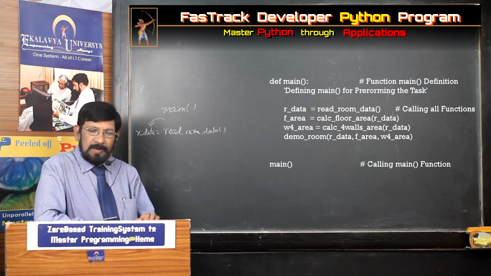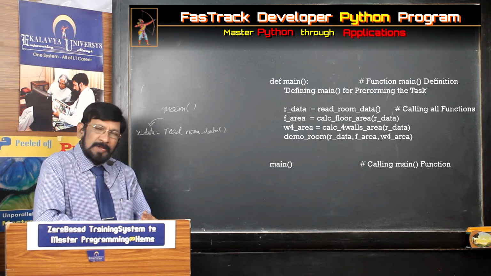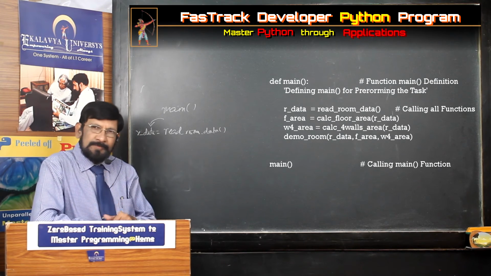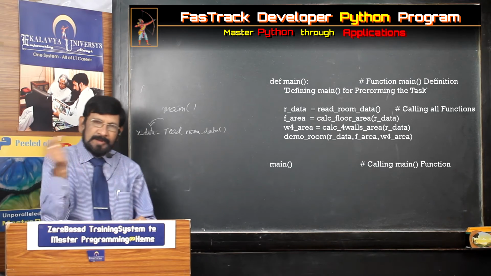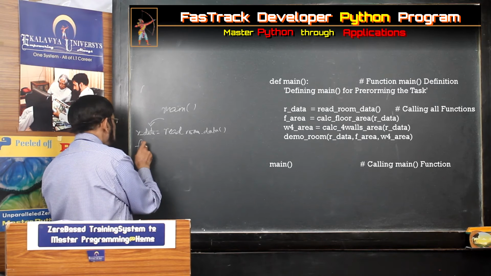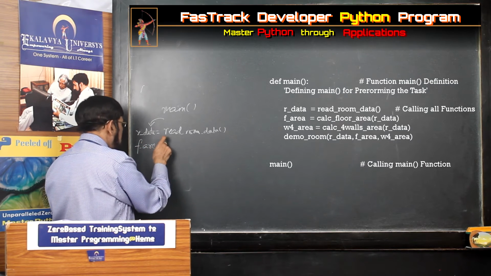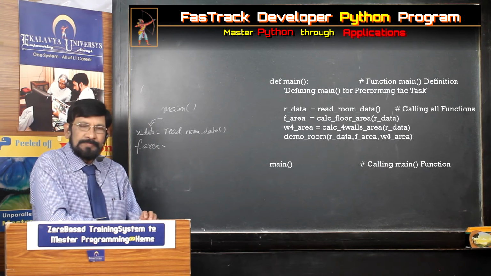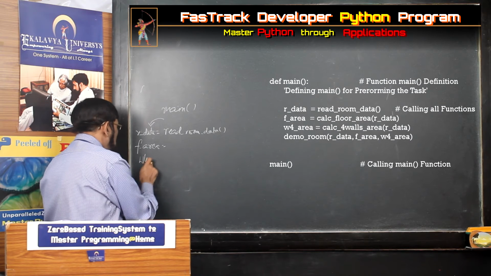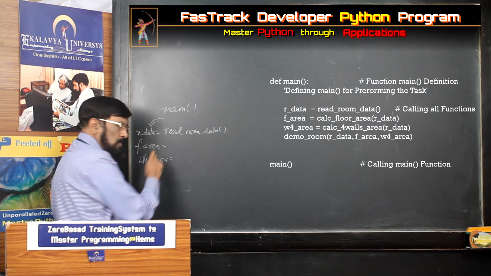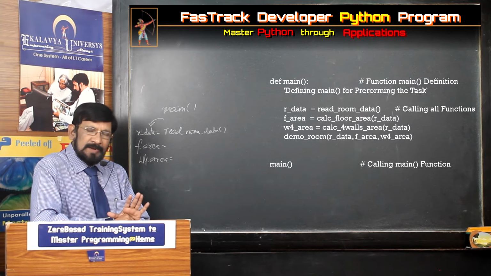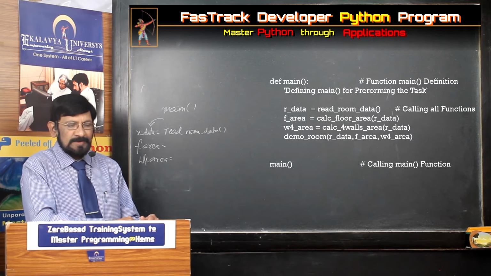Thereafter you see calculate floor area. Calculate floor area requires what? It requires R data. So that you are giving. Then what is it returning? It is returning floor area. Floor area how are you writing? F area, you are writing. So now four walls area. That function, what does it require? Again R data is required. R data structure is required. That you are passing.